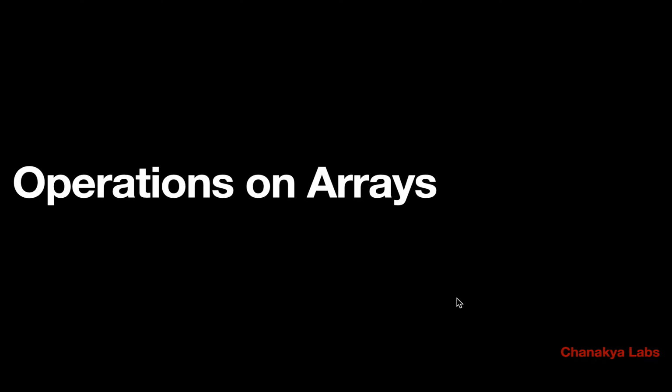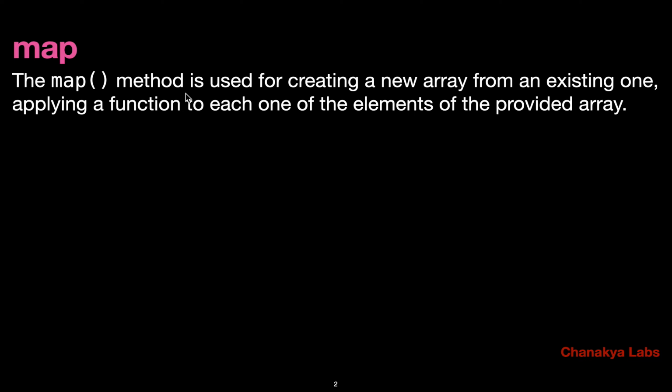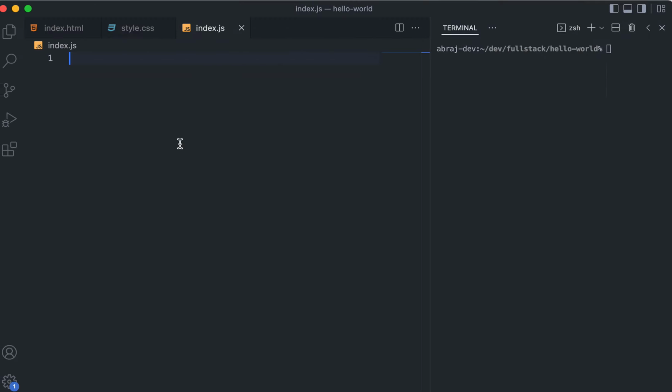Now let's have a look at a few more operations which we can do on arrays. One of the most popular ones is map. Map is a method which is available on arrays. Let's say you have an array, arr is equal to 1 2 3 4 5.